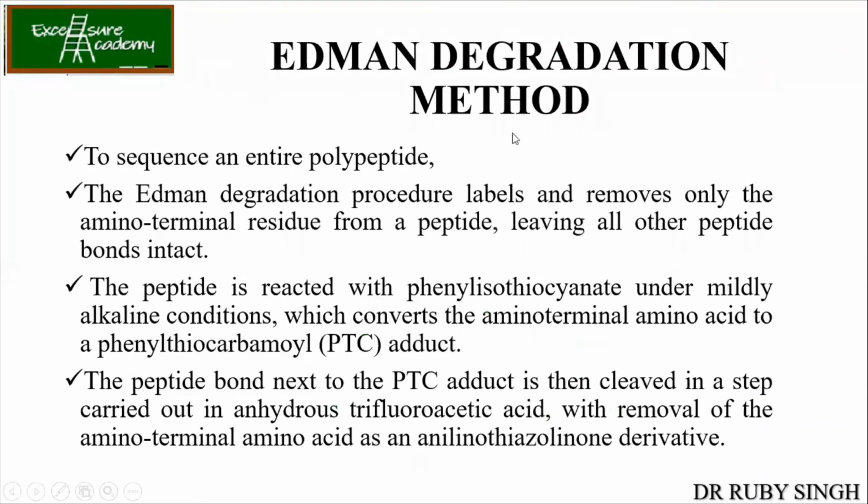Now, this is the second method. It is called the Edman degradation method. Now, this helps to sequence the entire polypeptide chain. So what is done in this procedure? It is labeling and it then removes only the amino terminal, leaving all the other peptide bonds intact. So you can repeat this cycle again and again till you actually get all the amino acid sequence.